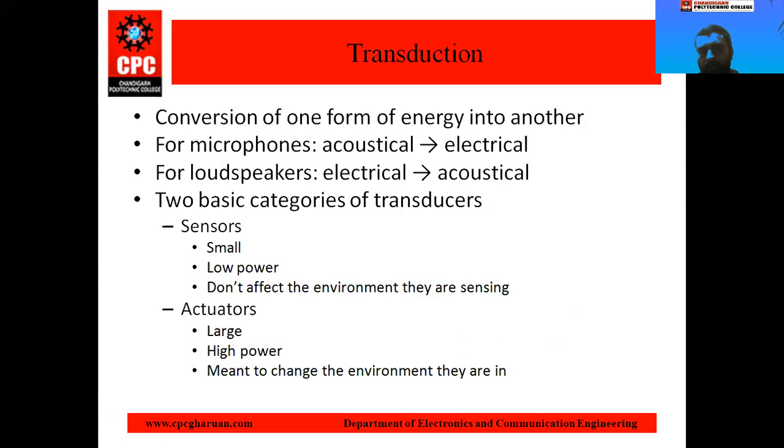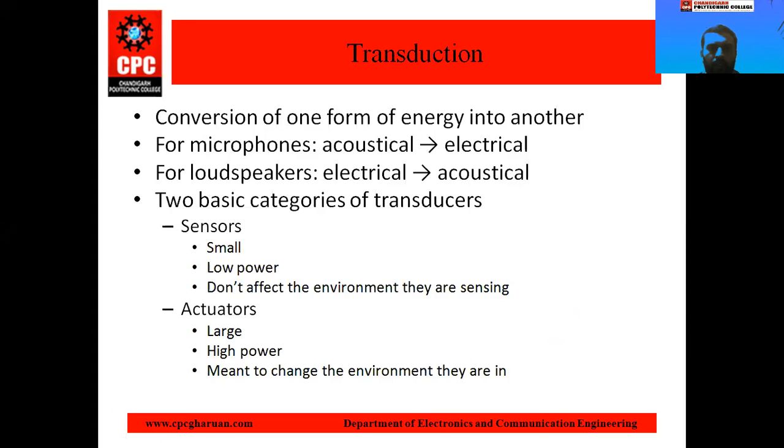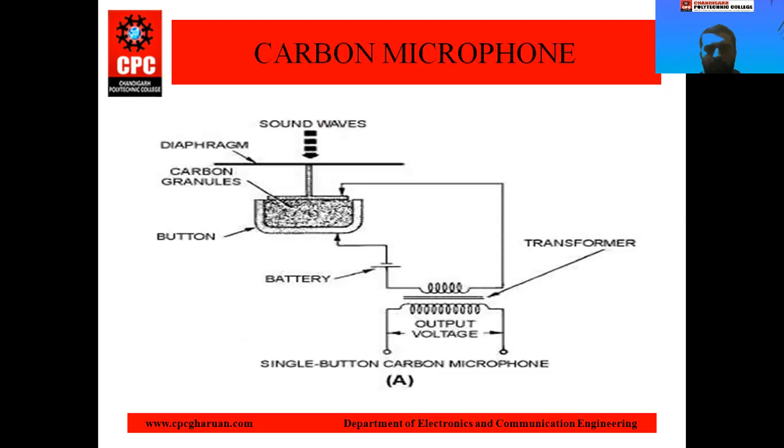Basically, there are two types of transducer. First is the sensor type, and the second is the actuator type. The sensor type is further divided into parts. First is your carbon microphone.